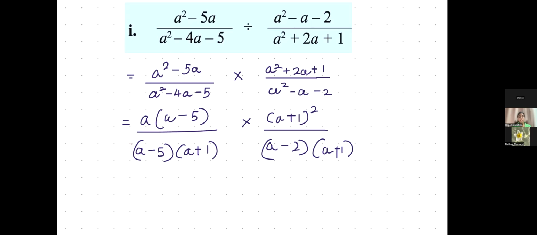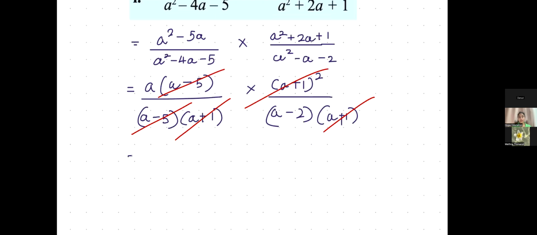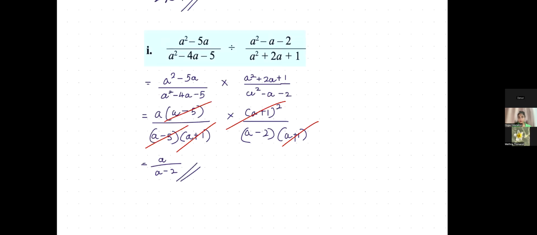Here we have a minus 5 cancelled off, right? We have a plus 1 in both, so they cancel because there's a plus 1 squared. Then what do we have remaining? In the numerator, we have a remaining. In the denominator, we have a minus 2 remaining. Is that clear? All right.